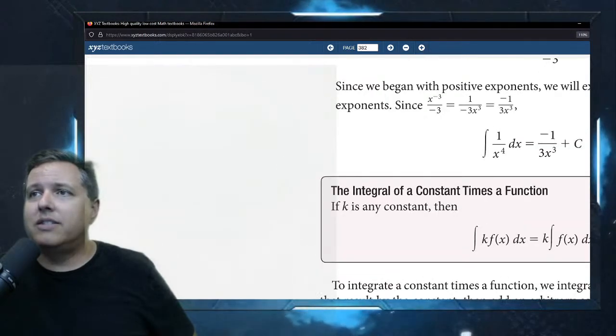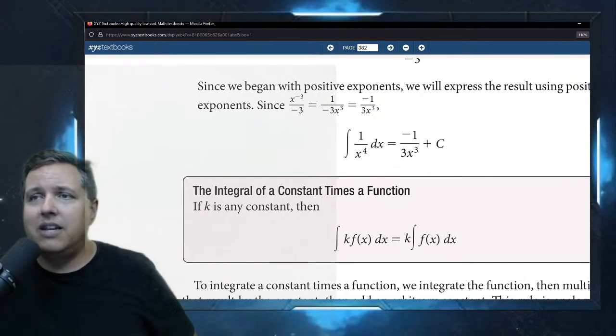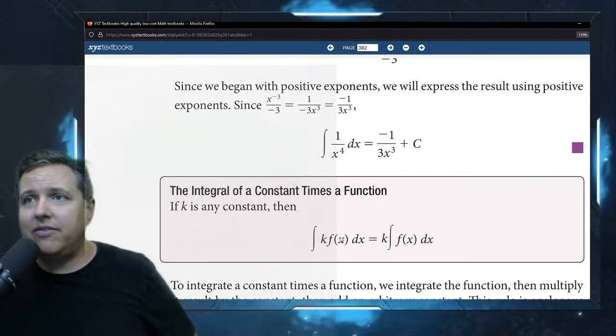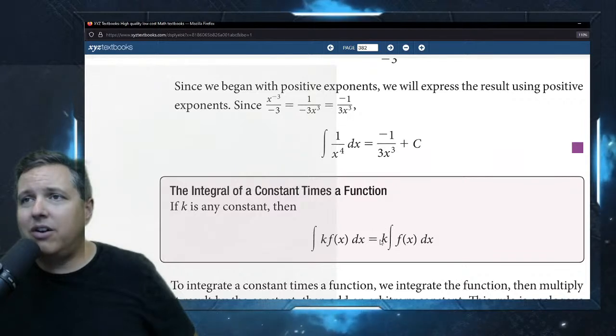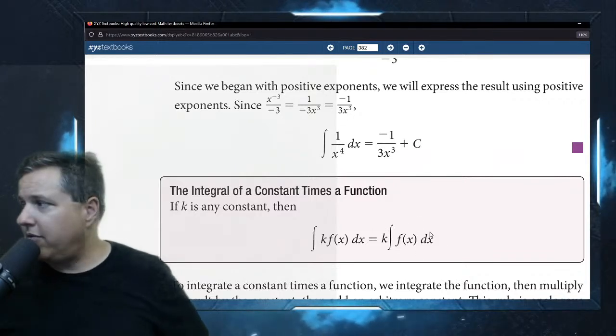The integral of a constant times a function. This is pretty nice. This is just like with derivatives. So this says if we have a constant times a function, we can just pull the constant out in front and then worry about the derivative part.